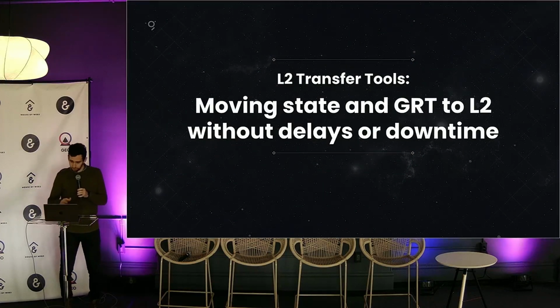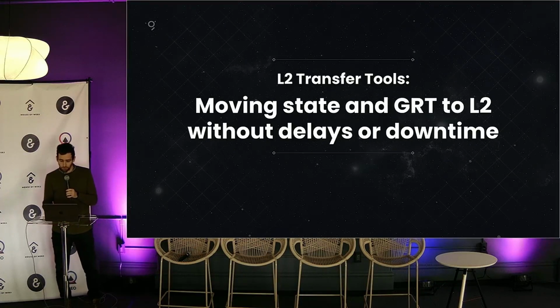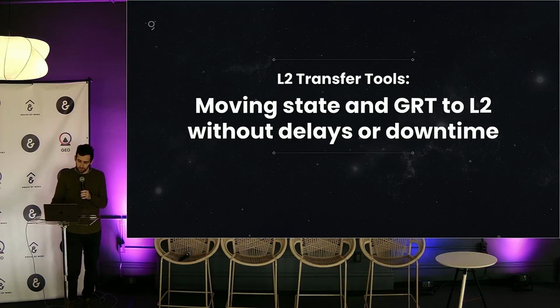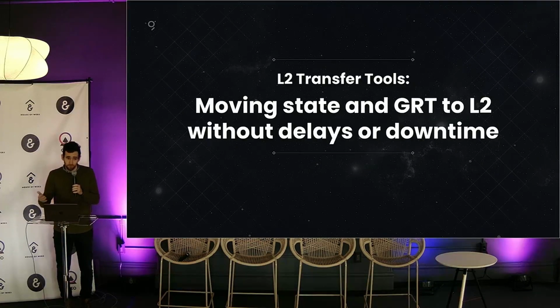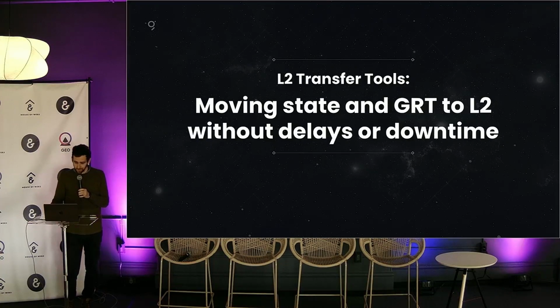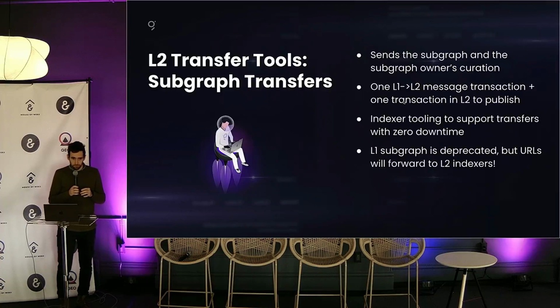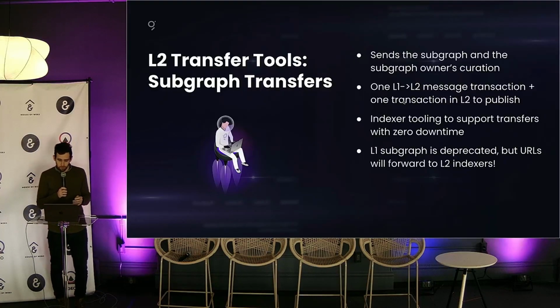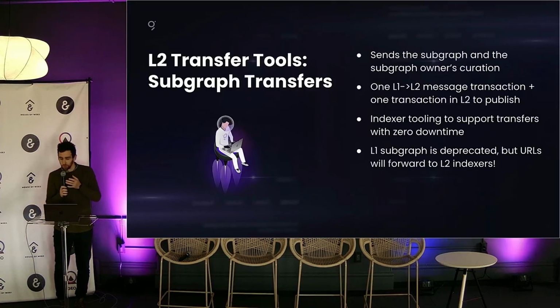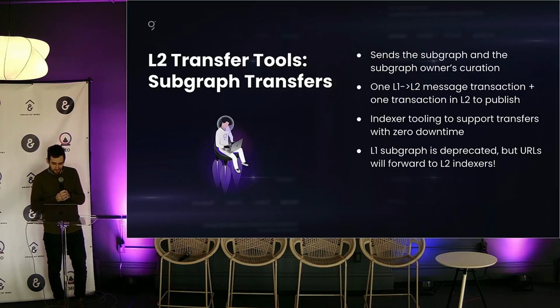So, as I said, main point, we want to move this state. We want to move the GRT to L2 without delays, without downtime, and without additional costs beyond, obviously, the gas cost. That is unavoidable. So we did this for 4 kinds of transfers: subgraphs, curation, indexer stake, and delegation. And these are the 4 kinds of state that you need to be able to move to L2 so that everyone can be on the other side.